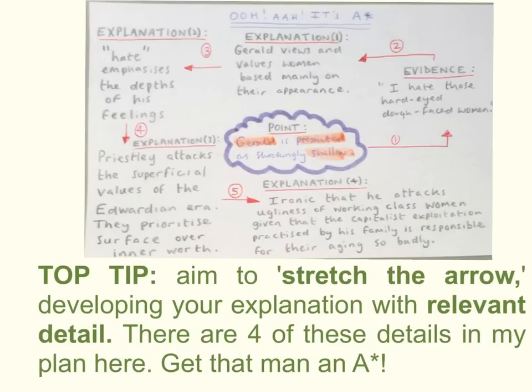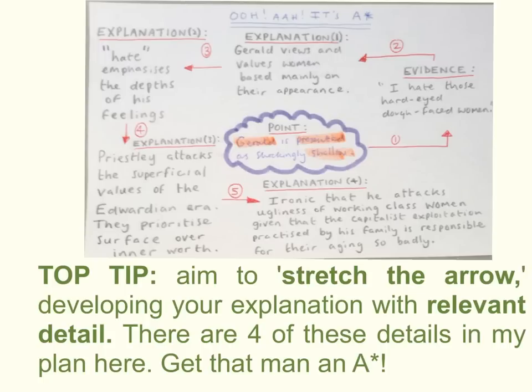And as you can see, starting at the middle, I've got a point, that Gerald is presented as shockingly shallow, and then moving on to my evidence, "I hate those hard-eyed, dough-faced women", and then I move on to my explanation. So it's a classic PEE structure: point, evidence, explanation. But, and here's where the magic happens, you'll notice that I've stretched out my explanation to include 4 details. I call this stretching the arrow.